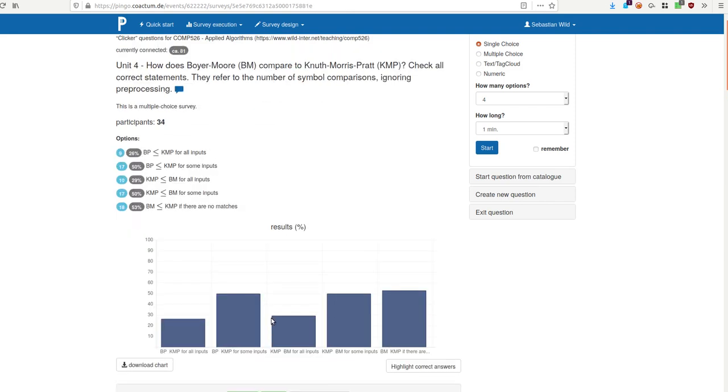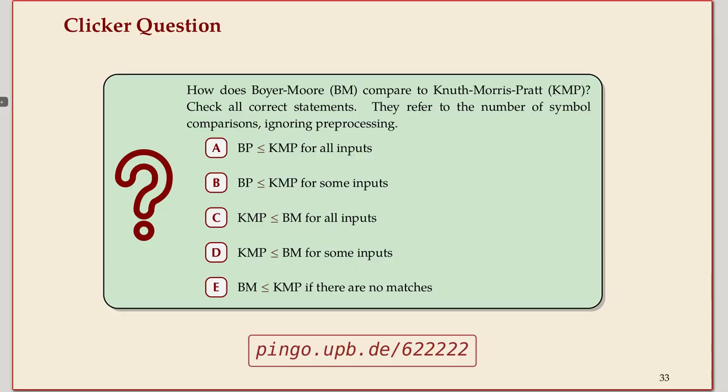Okay, I was a bit slow. So that worked well. Let me go back to the slides. Well, that's exactly the point that we discussed. Knuth-Morris-Pratt is optimal in the worst case, but notwithstanding that, on some inputs Boyer-Moore beats it. That should be Boyer-Moore in each case.